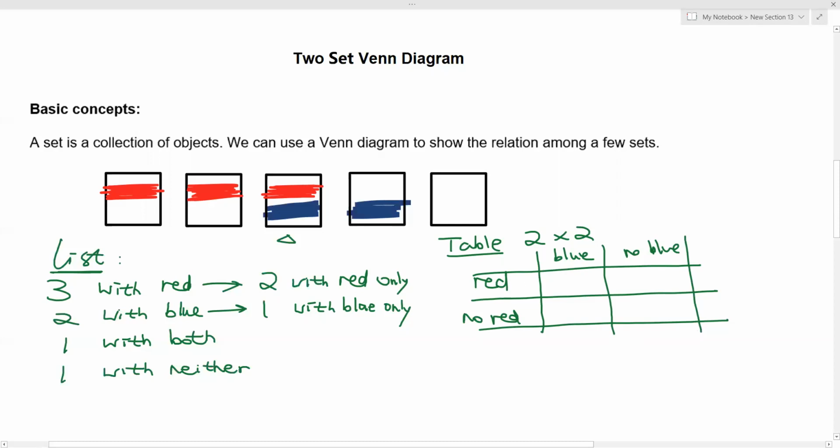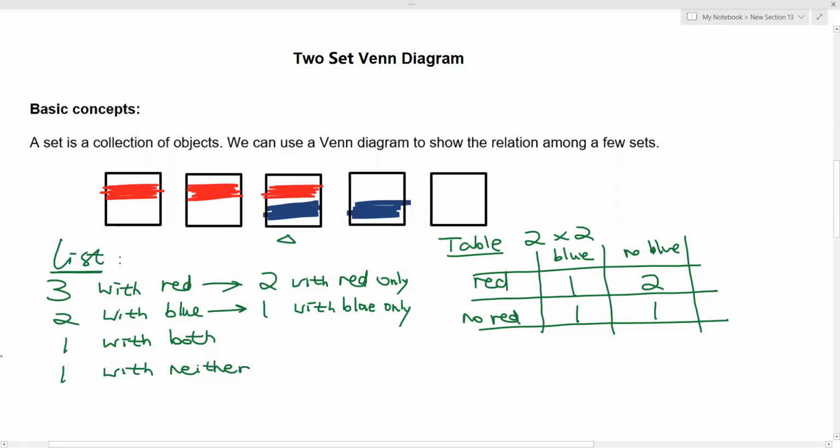So how many boxes have both red and blue? We know that's one in the middle. How many have red but no blue? Red but no blue. That's 2, right? That's these 2. These 2 have only red but no blue. So let's put 2. How many have only blue but no red? Only blue but no red. That's 1. How many have no red and no blue? Okay, that's 1. That's this one, this blank one, right?